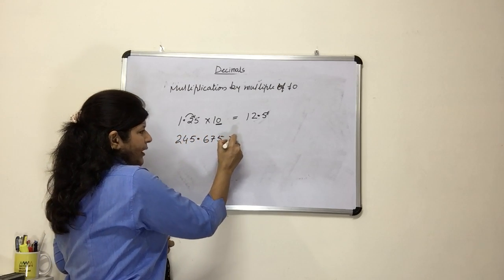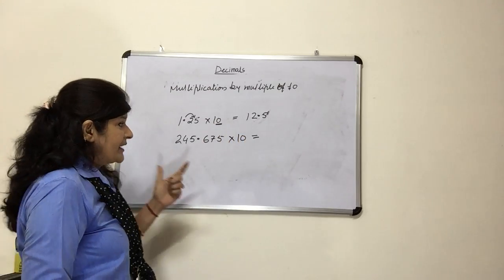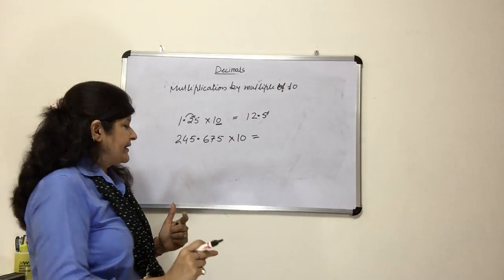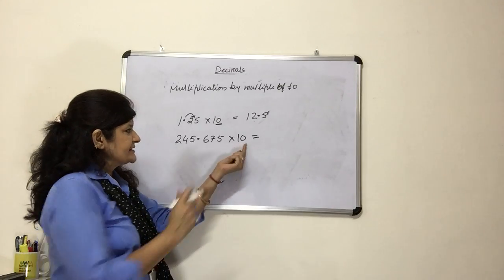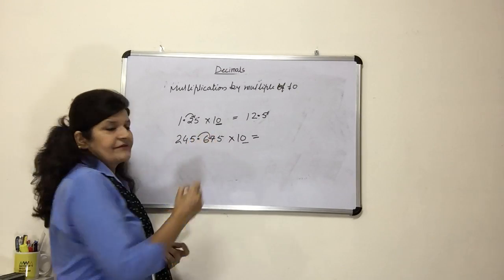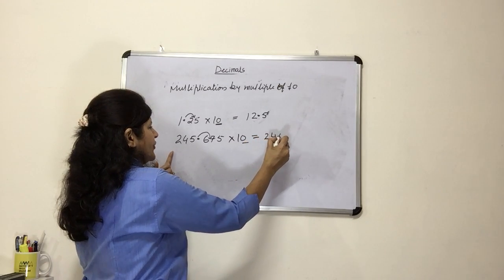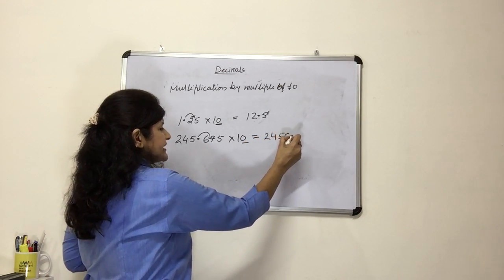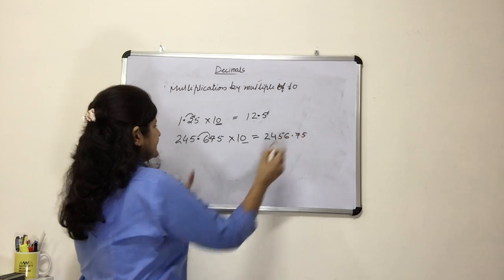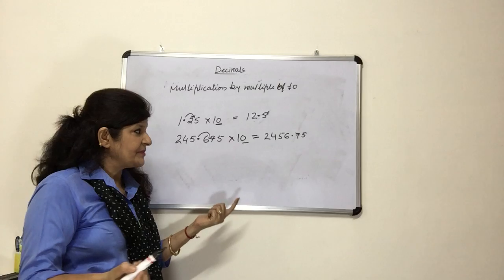Now see, if I am writing 245.675, now multiplied by 10. Right? I'll show you how to multiply with the multiples of 10 without doing the multiplication. This is again 1, 0. So the decimal will move from here to there, after 6, one step. So the answer will be 2456.75. The decimal is moving from here to there. Right? All the things are the same.